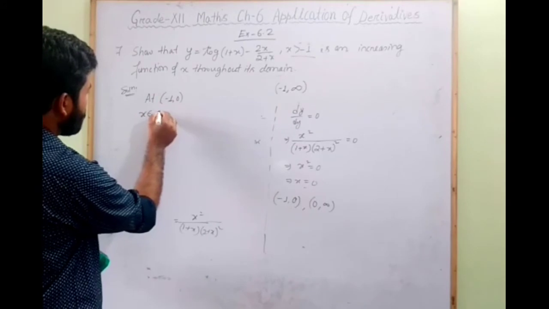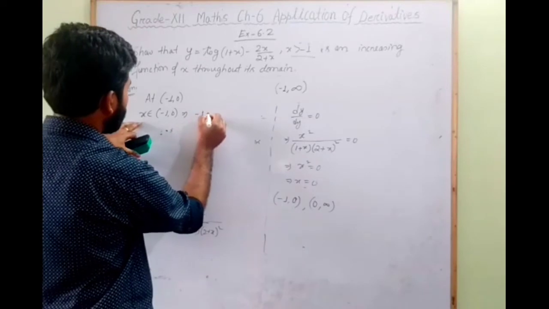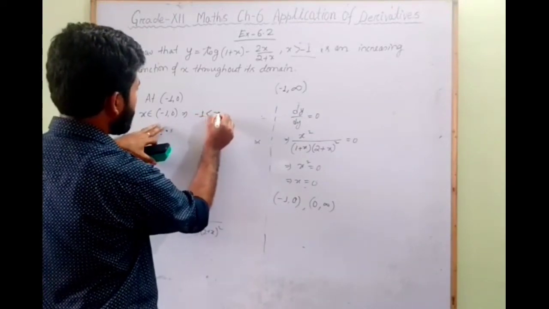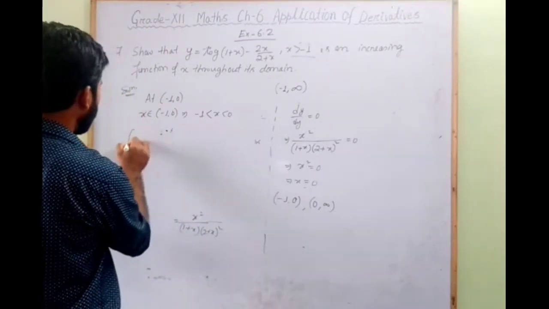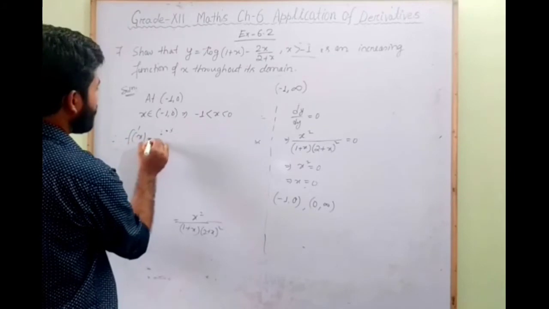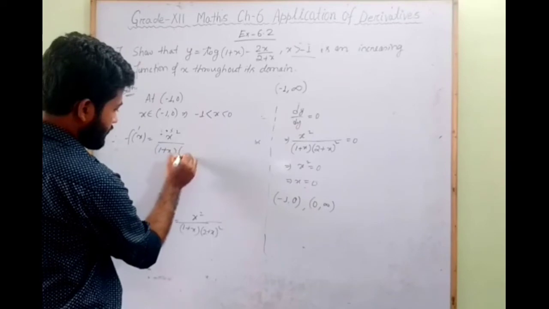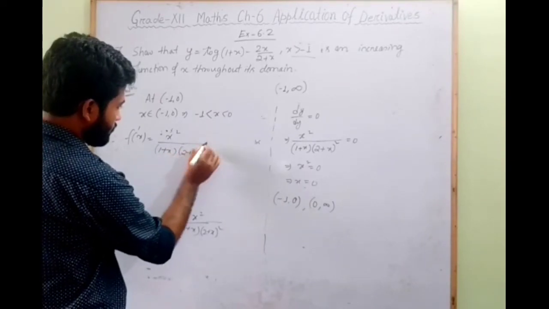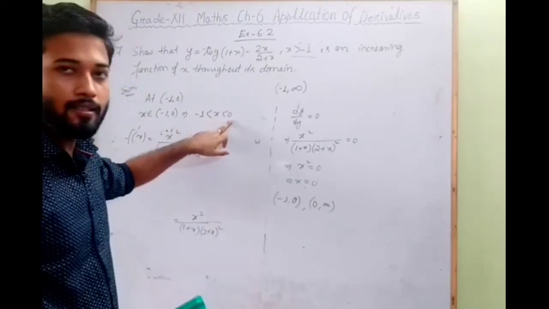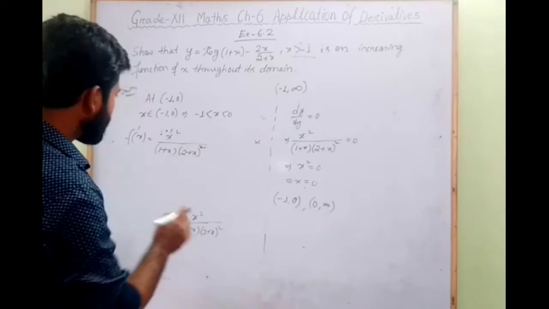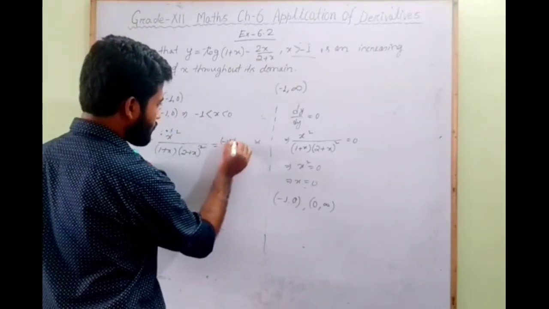X belongs to -1 comma 0 implies x is greater than -1 and less than 0, isn't it? So for this value, what happens with the f dash x? What is our f dash x? It is x square by 1 plus x and 2 plus x whole square. Fine. So here, since x is less than 0, that means x is negative. Since x is negative, x square will be positive.